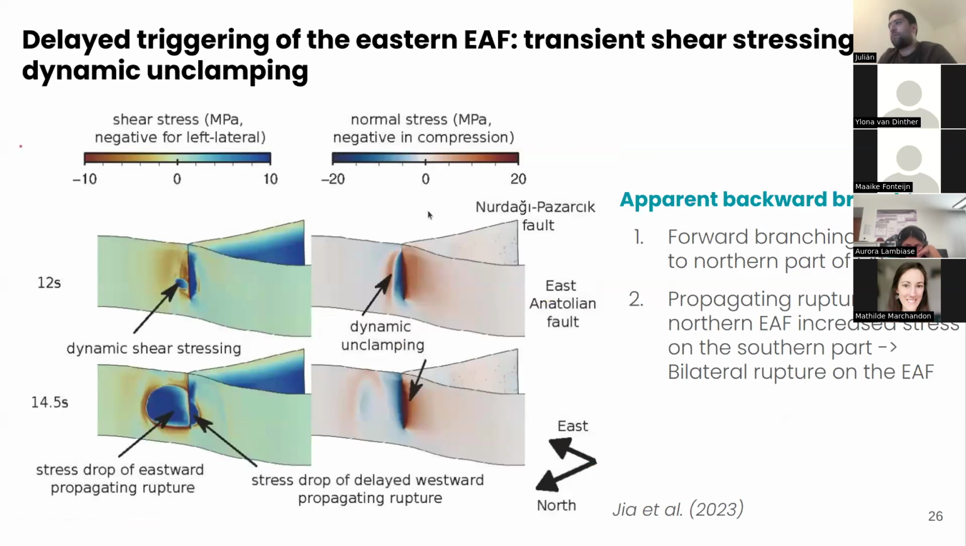In fact, what the dynamic rupture simulation model shows is that it wasn't a backward branching that occurred during the earthquake, but only an apparent backward branching. What happens is that first we had a forward branching from the splay fault to the northern part of the East Anatolian fault, and then the propagating rupture on the northern East Anatolian fault increased the stress on the southern part, and so the rupture started to propagate bilaterally. So it's just not a backward branching.